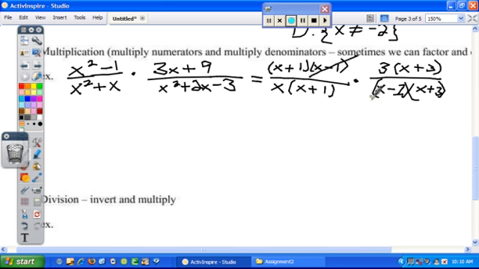Now I will cancel out diagonally here, cancel up and down there, cancel up and down there, and the only thing left over now is 3 and x, so I multiply the tops. I get 3 on the top and x on the bottom. And that's how you multiply.